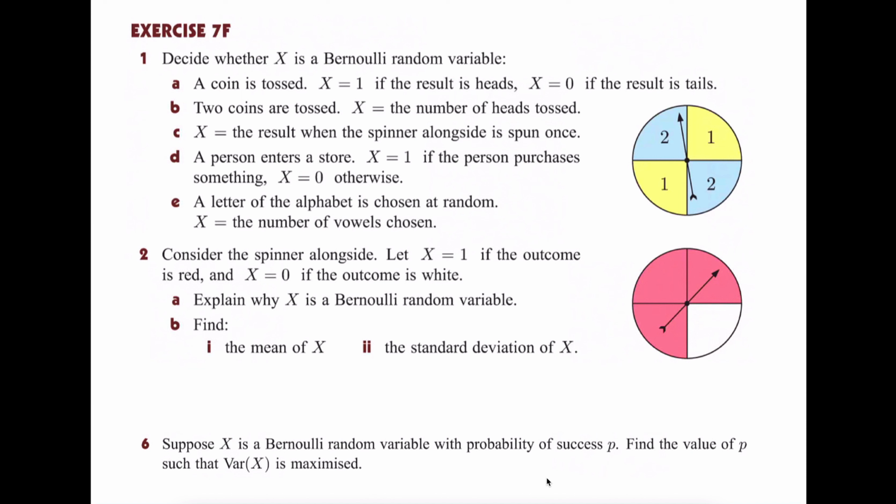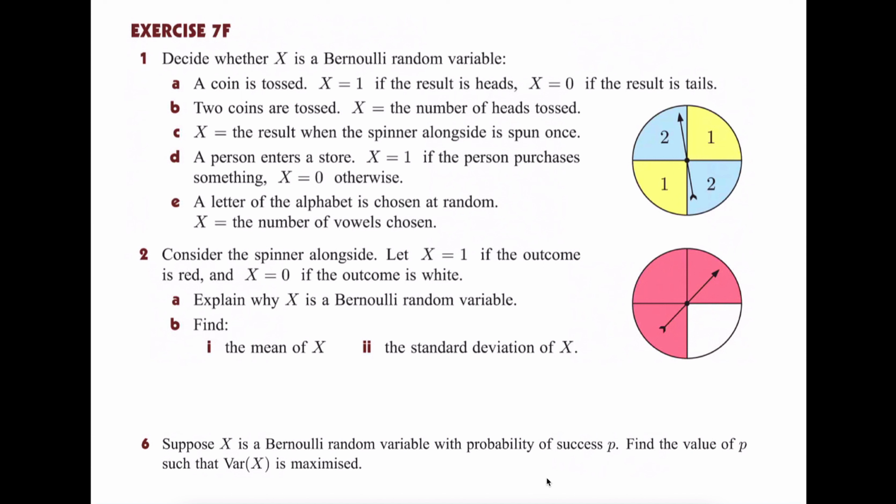Then just quickly, a couple of questions that we can use to sort of show it. Firstly, are these going to be Bernoulli random variables? Well, if a coin is tossed, x equals 1 if the result is heads and x equals 0 if the result is tails, then yes, that's the example we've been talking about.